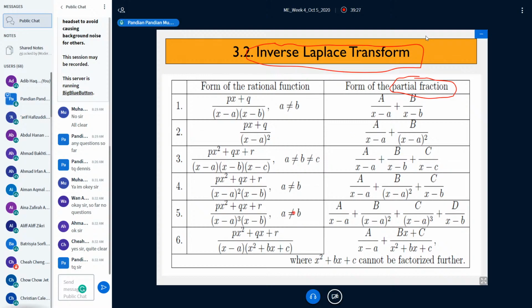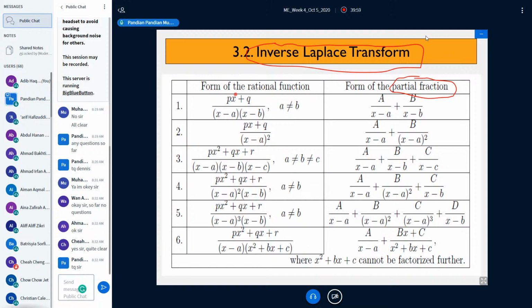In order to help you to overcome the problem, just now you saw example 4 and example 5. This table is very, very important. What is this table for? This one, form of rational function. This is the problem. The solution is in the third column. This column, form of the partial fraction. This is what we call decomposition. You decompose it into small fractions. After that, easy to use the table.